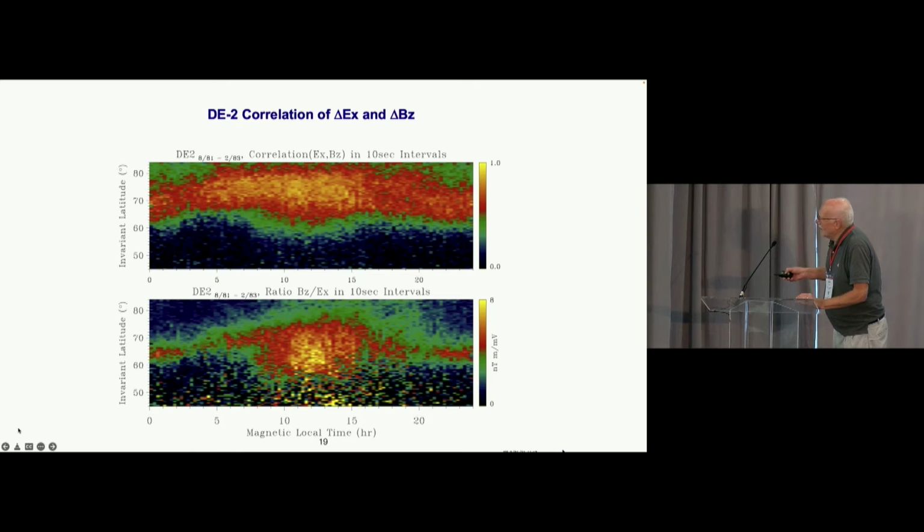This is 45 to 85 degrees, and here we have noon in the middle. We can also look at the ratio of delta B to delta E in those intervals, and we see that also peaks in the cusp. So there's quite a bit of physics here that we are going to explore, and we welcome input.